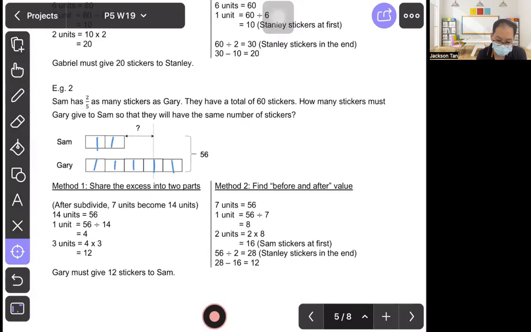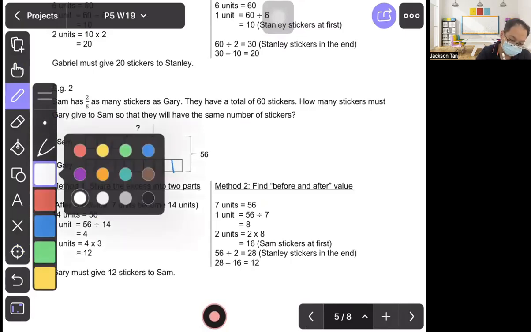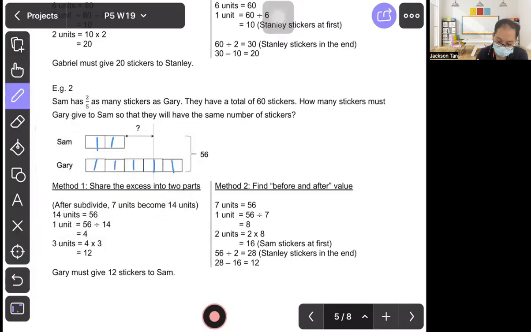You use before and after, then you find out the 7 units is 56, 1 unit is 8. Find Sam's stickers at first, and after that find Sam's stickers in the end. Okay, here there's some typo, change this to Sam's stickers in the end. So 28 minus 16, 12.